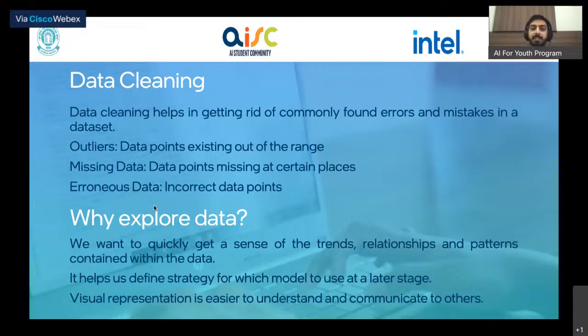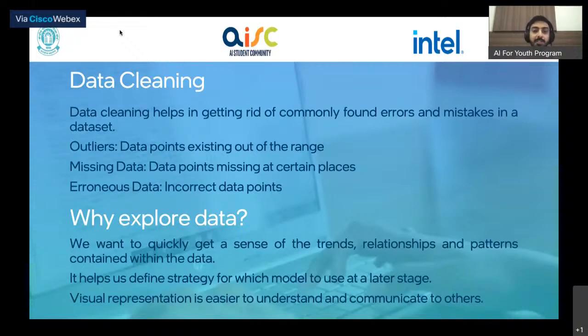When you collect a data set, you may find certain mistakes and anomalies in it. These errors, if they are present in your data set, are not good, because if your data set is not accurate, your model will not give you accurate predictions. What are those commonly found errors? We have outliers, missing data, and erroneous data.